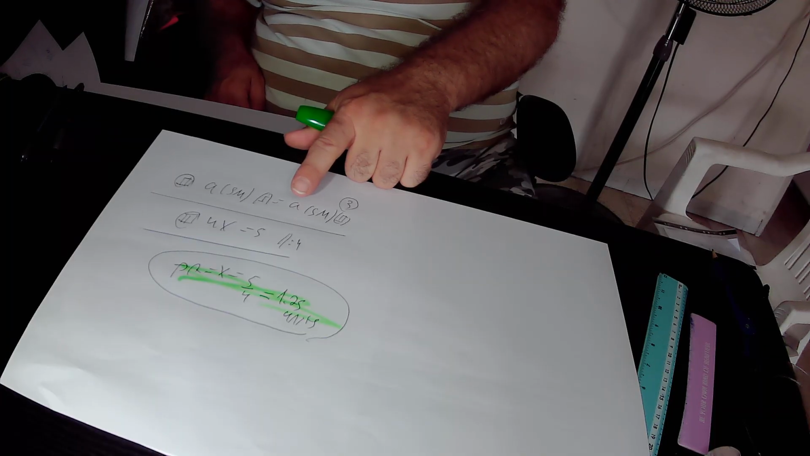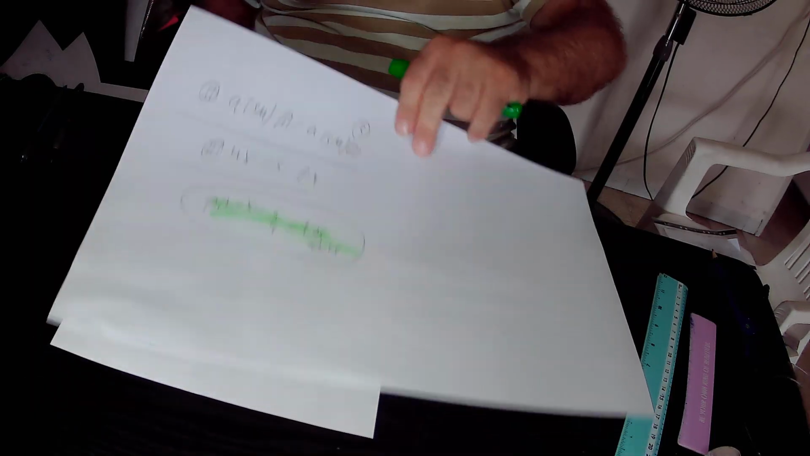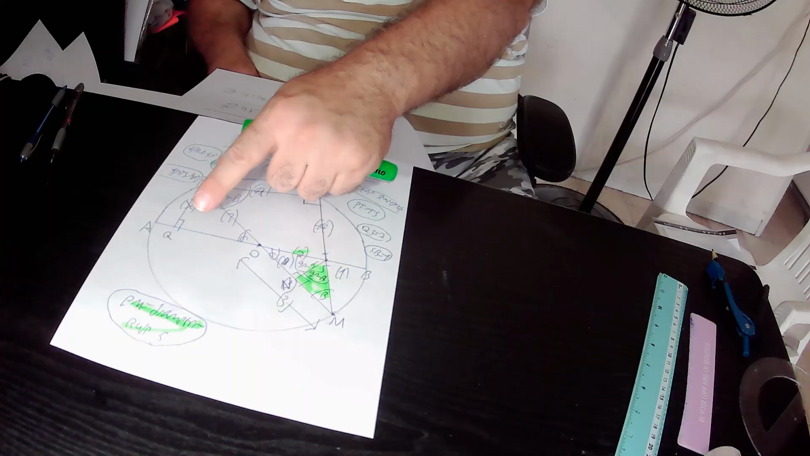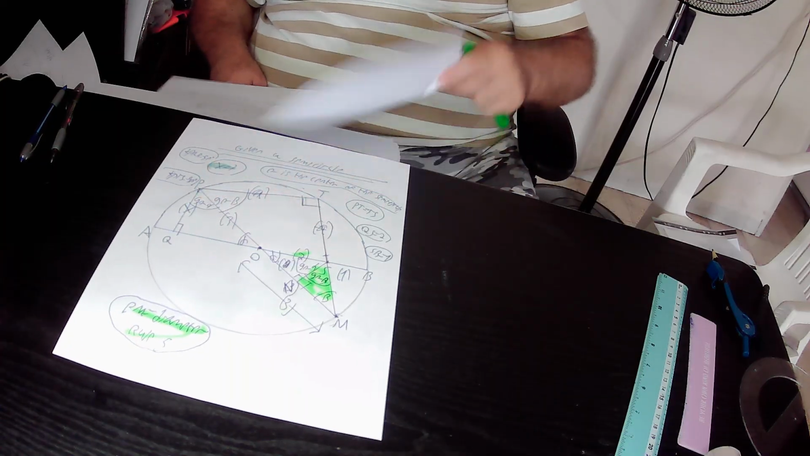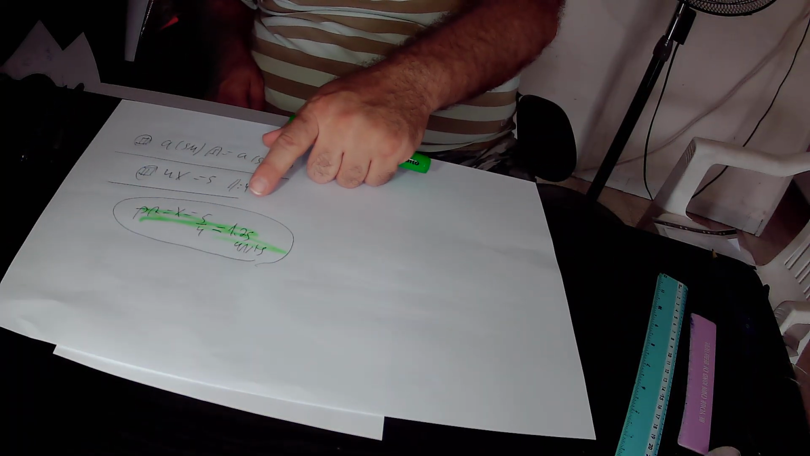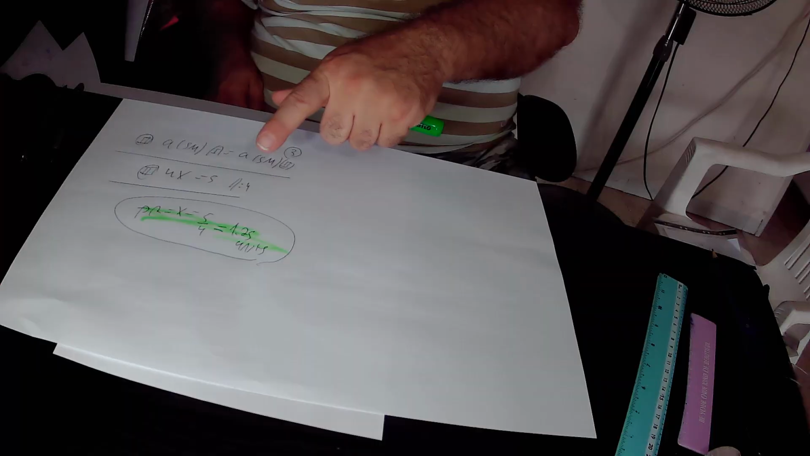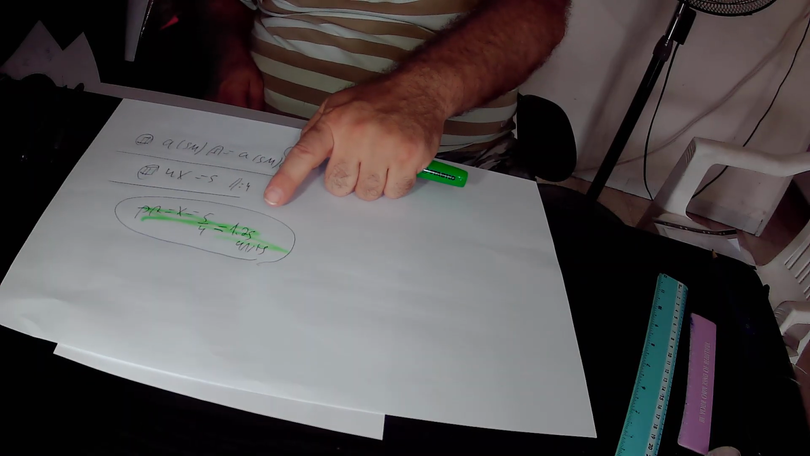Here we divided this equation by 4, and we found out that x, which is line PQ, equals x. In total it is equal to 5 over 4 units in length. PQ, which equals x, is equal to 1.25 units in length.